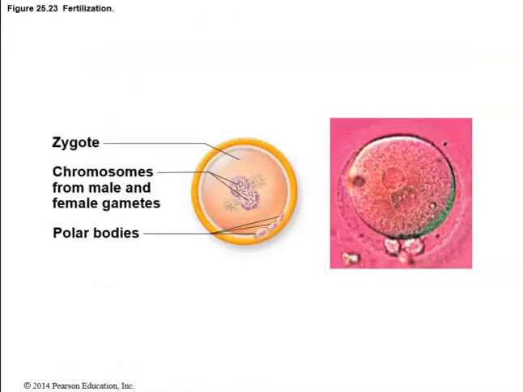So now the sperm has joined with the oocyte and we have fertilization. This picture is showing you the resultant zygote with chromosomes from both male and female gametes. We have polar bodies within the zygote, and then we have fertilization of the egg.